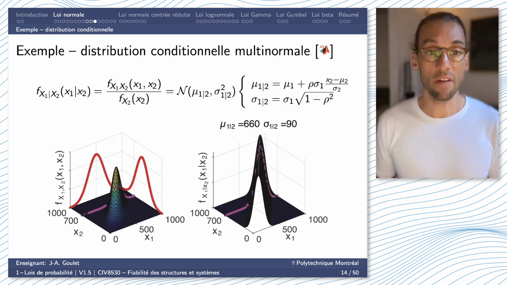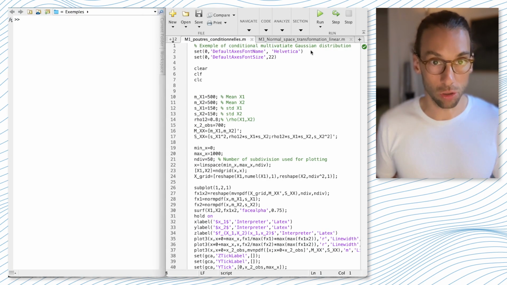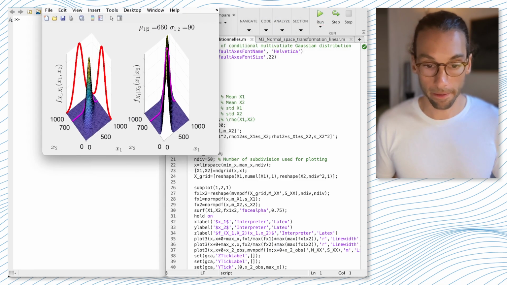So if we look graphically at what happened here, we can see my joint and my conditional. We're going to look directly at the 2D distribution.